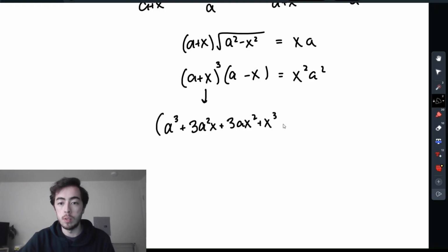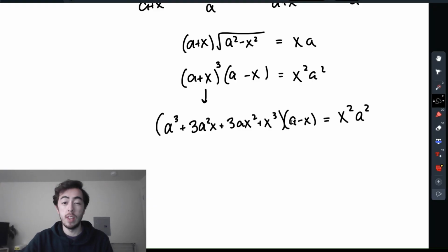And then we're still multiplying all of that by a minus x. And then on the right side, I'll just keep it the same. Then I guess I could distribute everything. So all of these terms get another a in them. And so I'll just raise all these exponents by 1. And then all of them will also get another x, and then all of them will turn negative.